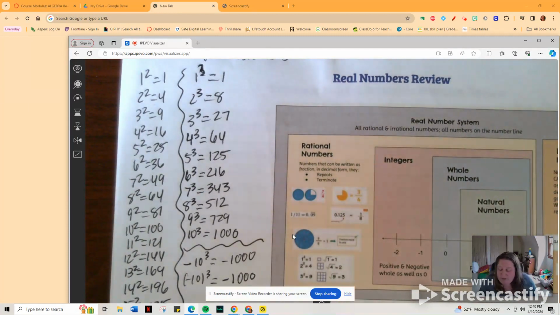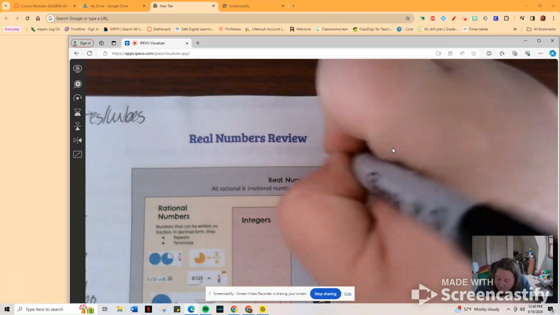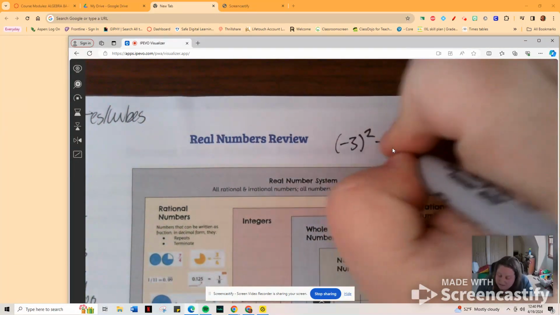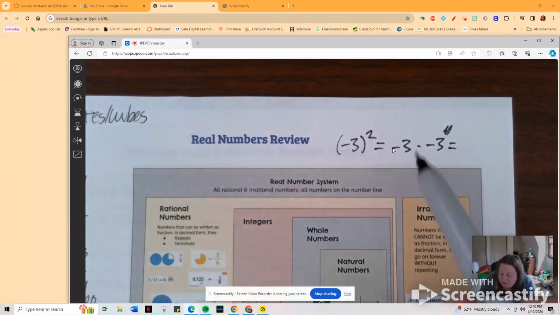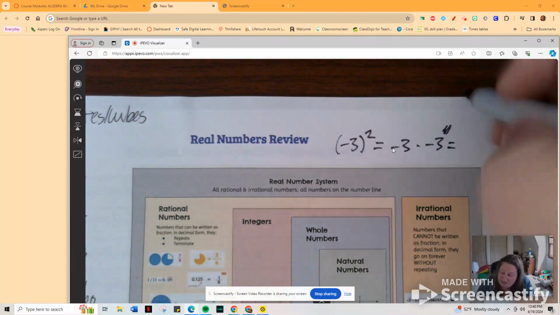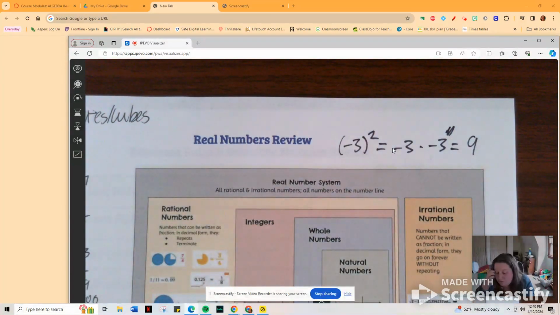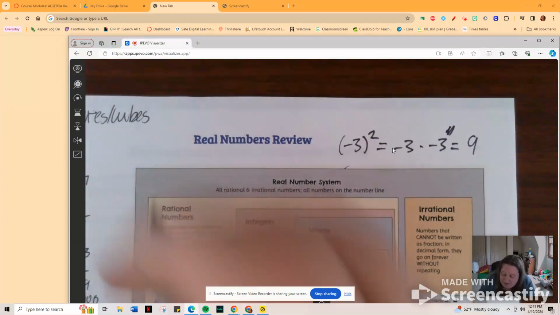The reason I said negative as well is because, I'm just going to do this off to the side, if you have (-3) squared, notice that it's in parentheses. This is saying -3 times -3. By the rules of integers, a negative times a negative is a positive, and then the final answer would be 9, because 3 times 3 is 9. So you can use negative numbers.